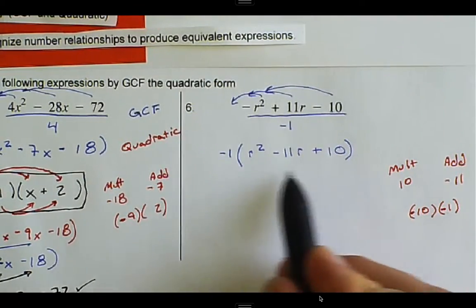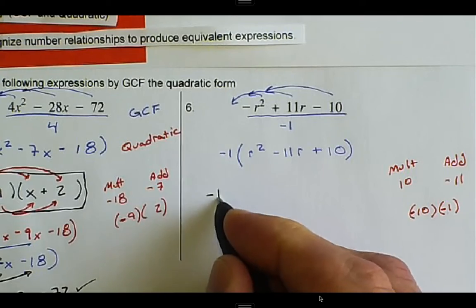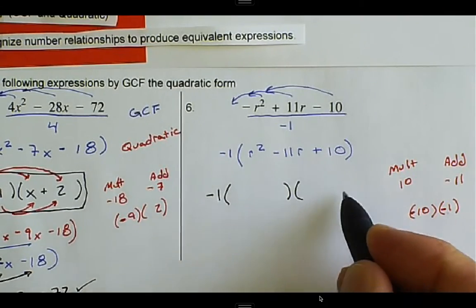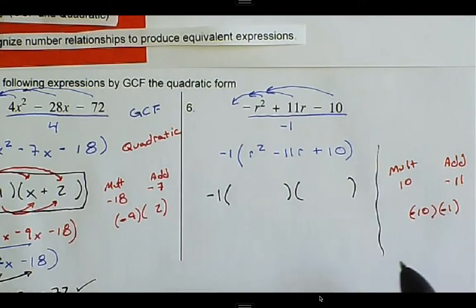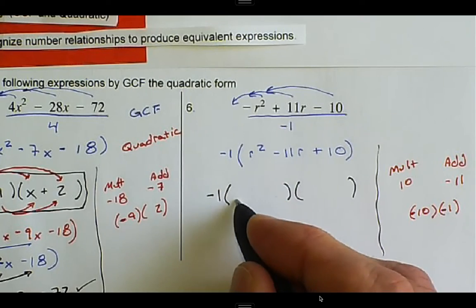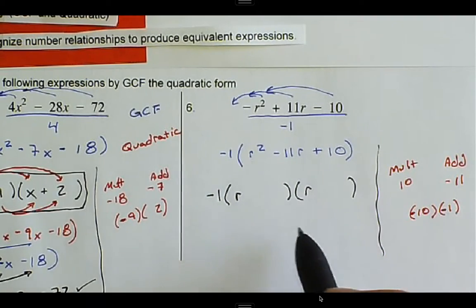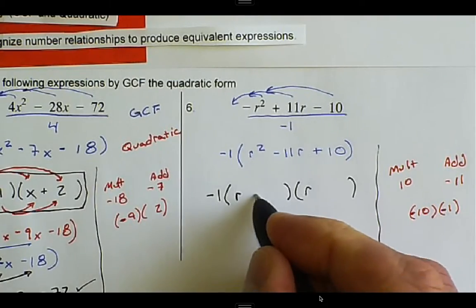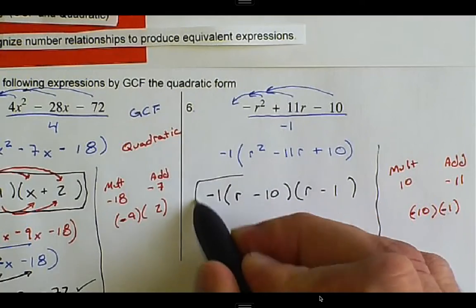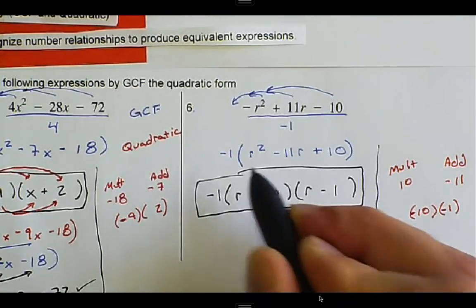So we continue to write this, and we have the negative 1 out front. And the only thing that we can get together to make sure that our binomial works is for r to be r times r. R times r becomes r squared. And then we already figured out that it's negative 10 and negative 1. And then we can do a check again. We can always do our check, but this is our solution, and we can just check it.